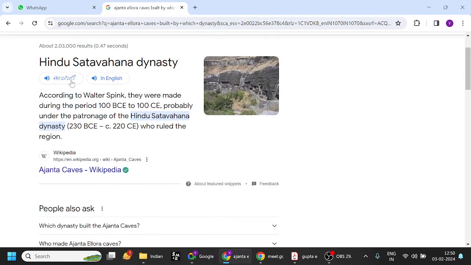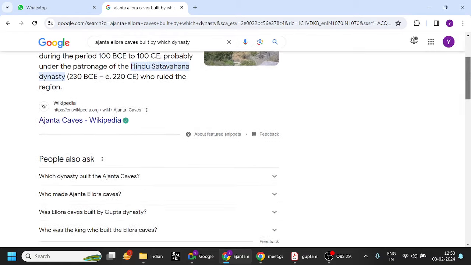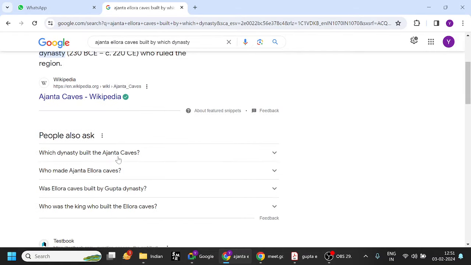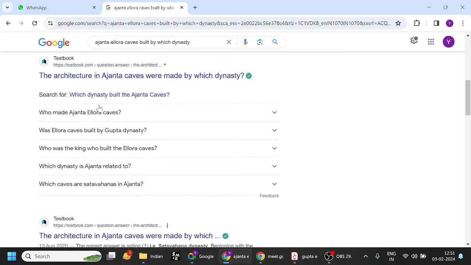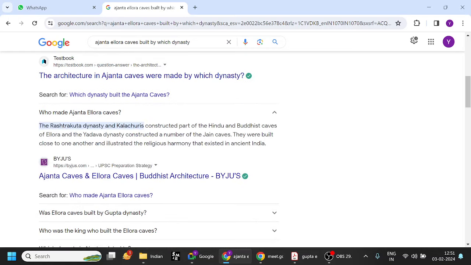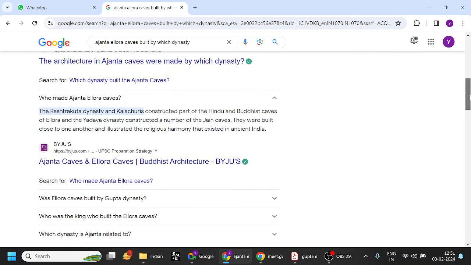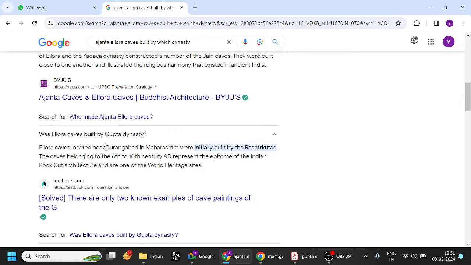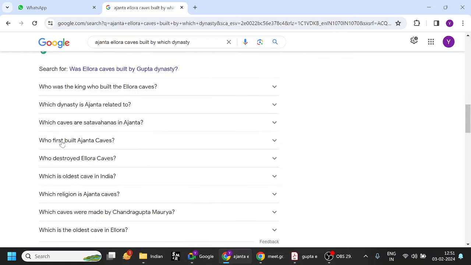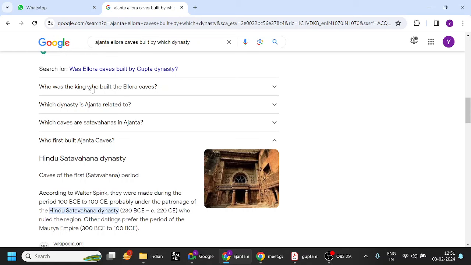So Ajanta, majorly in the early period, the Satavahana dynasty built many caves. Which dynasty built the Ajanta caves? Satavahana dynasty. Who made the Ellora caves? The Rashtrakuta dynasty also, especially the famous Kailasha temple was by Krishna III of the Rashtrakuta dynasty. Everyone has contributed something. Okay, Satavahana dynasty.